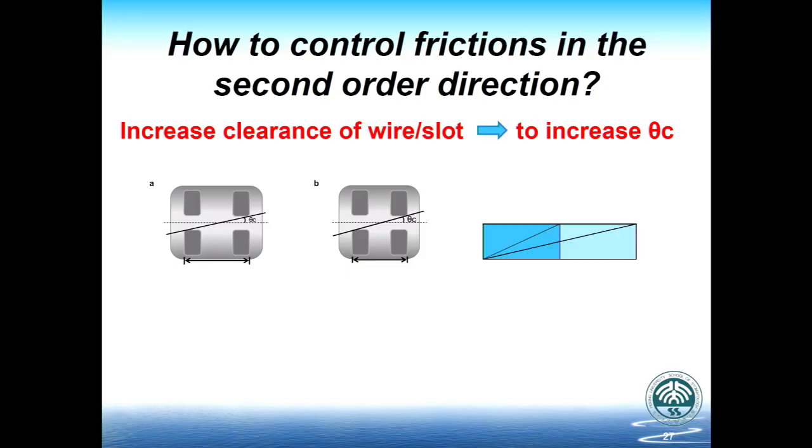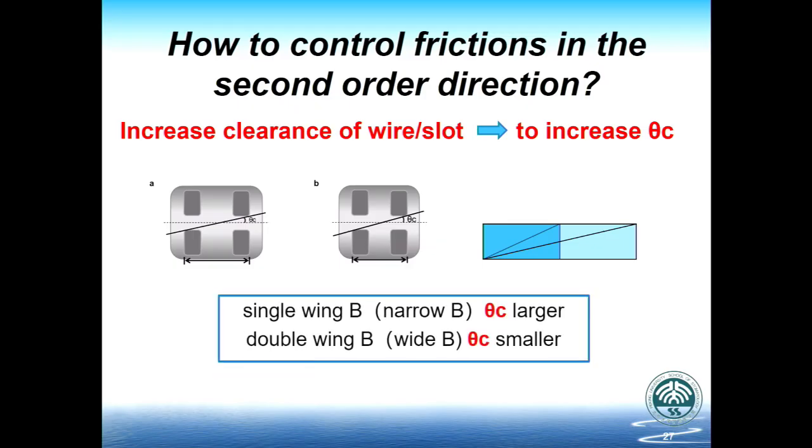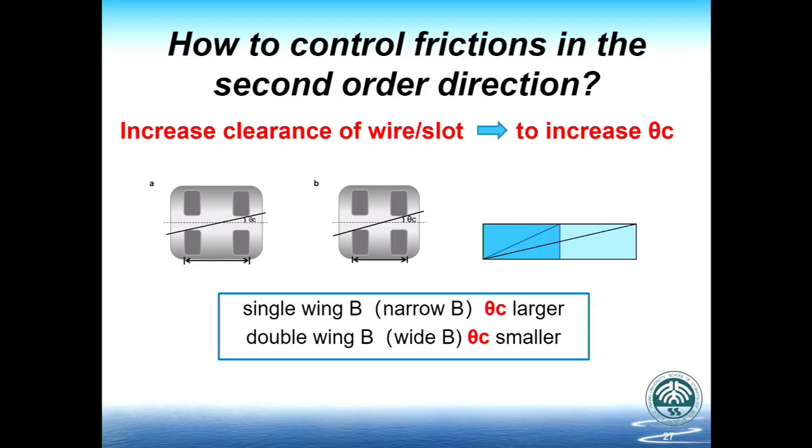So you have narrow brackets and wider brackets. And what's different? You get a larger theta c in single or narrow wing brackets. You get a smaller theta c in double wing or wider brackets. And with a larger theta c, you have lower friction. That means narrow brackets are better for tooth movement because of low friction.